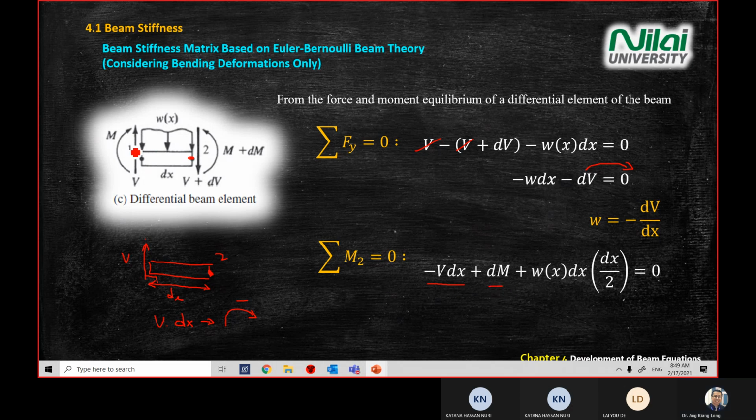How do you get dM? You take M plus dM minus M, so you get the net moment on this element. You know that clockwise moment is negative and anti-clockwise is positive. So you take this positive term minus M, you get dM. That's why you get the second term here.